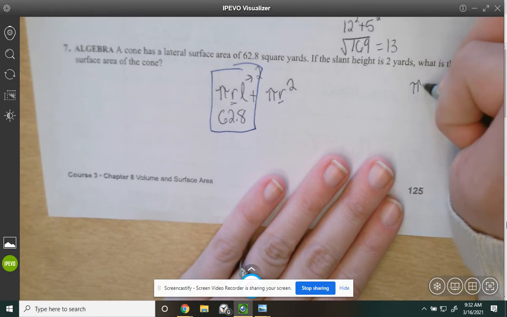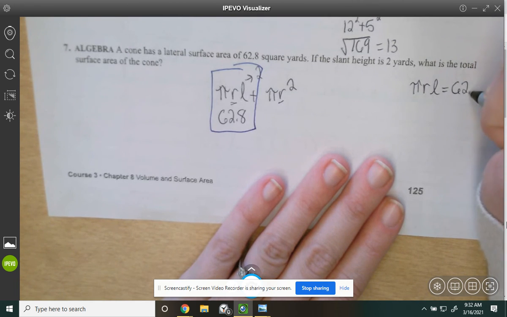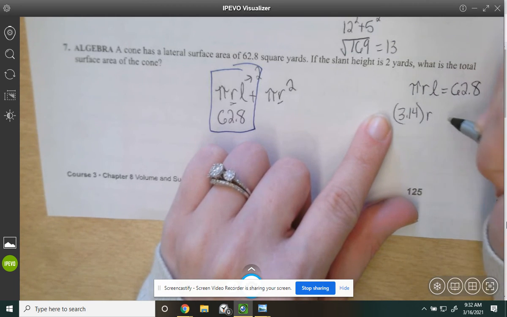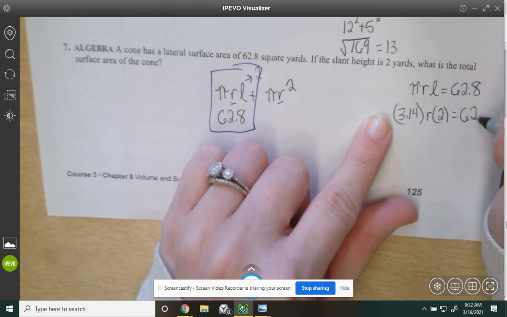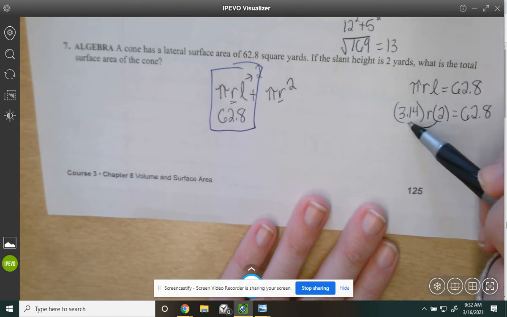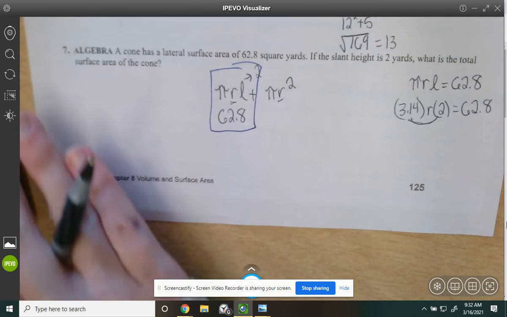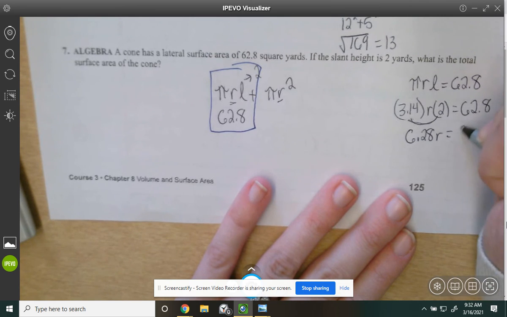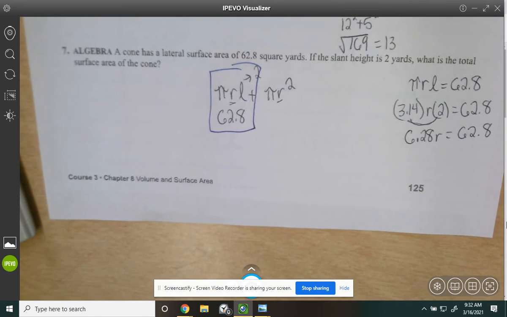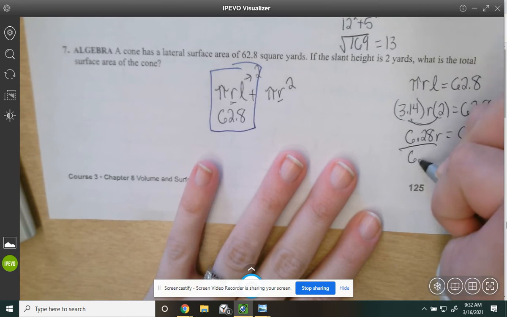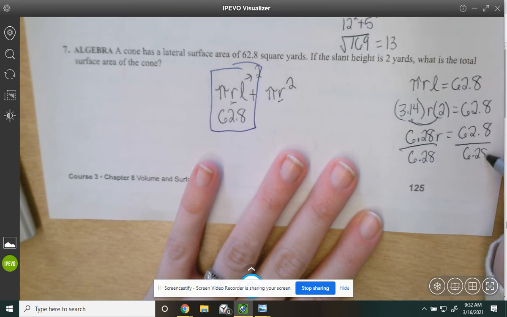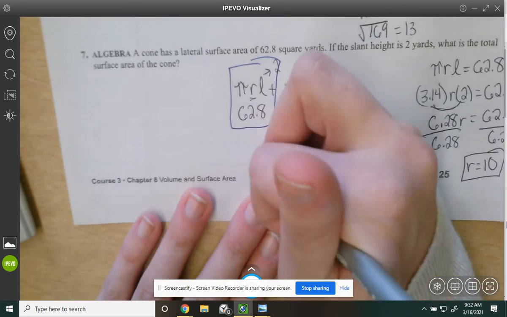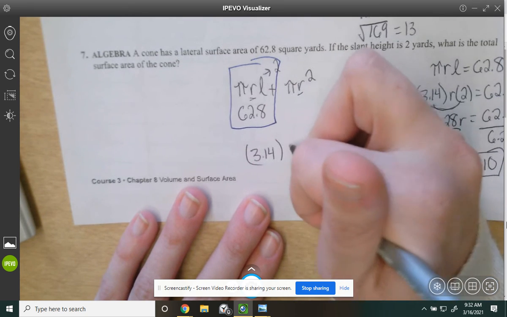So I have pi r L equals 62.8. We know pi is 3.14. We don't know what r is. We know L is 2 because that's my slant height. So the first thing I would do is go ahead and multiply those two together. So 3.14 times 2. So we got 6.28 r equals 62.8. So now we get r by itself, so we divide. So r equals 10.